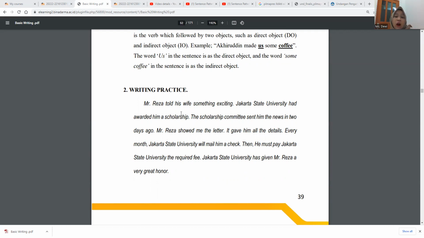Okay, let's continue. Jakarta State University had awarded him a scholarship. The scholarship committee sent him the news 2 days ago. Mr. Reza showed me the letter. It gave him all the details. Every month, Jakarta State University will mail him a check. Then he must pay Jakarta State University the required fee. Jakarta State University has given Mr. Reza a very great honor. So you can see that these sentences consist of two objects, transitive verbs with two objects.